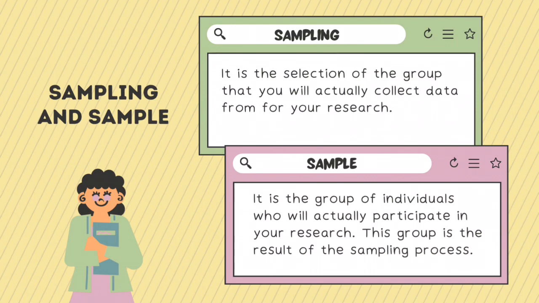Now, what is a sample? The sample is the group of individuals who will actually participate in your research. This group is the result of the sampling process. If the research being conducted is quantitative, the sample is called the respondents. Whereas if it is qualitative, we call our sample informants.